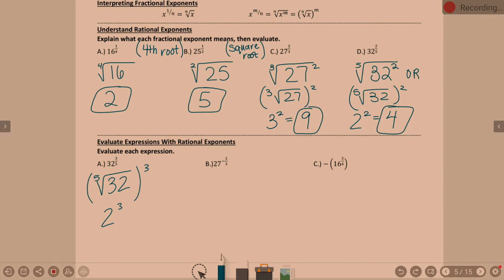8. 2 times 2 is 4. Times 2 is 8. I did the 5th root of 32, which is 2. So basically I did inside my parentheses, and then I did 2 to the 3rd. Did you do 32 to the 3rd and then the 5th root? Yep. And it works. You get the same answer, but that definitely requires a calculator, doesn't it? Yeah. So, okay, B.